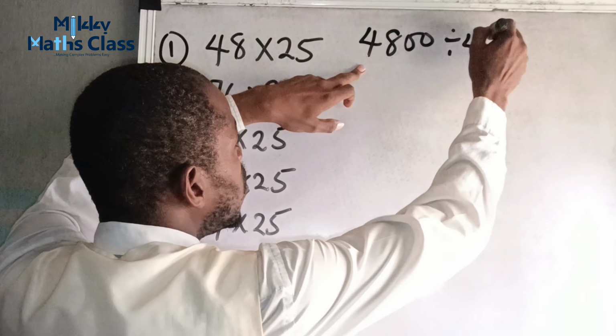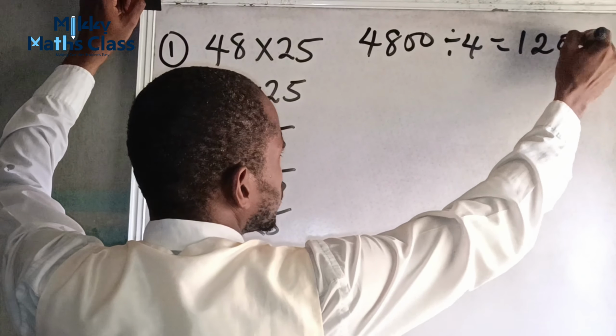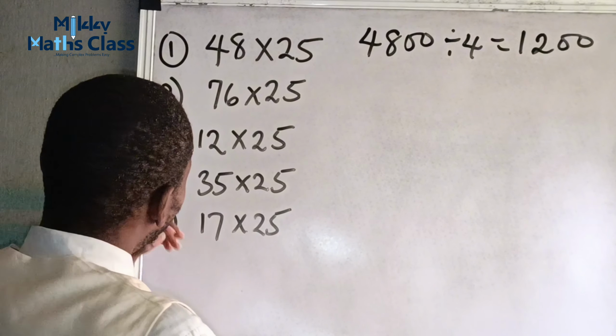Divided by 4. 4 in 4, that's 1. 4 in 8, that's 2. So 1,200. And that's all. Let's look at the second one.